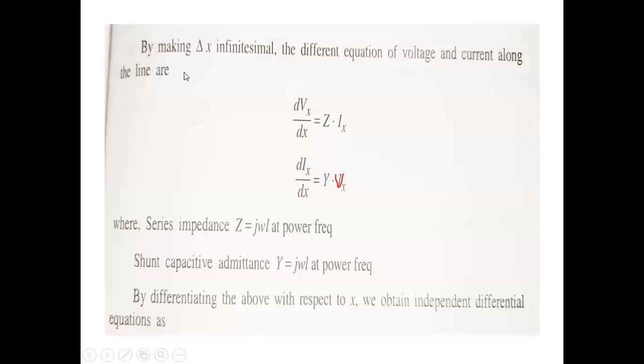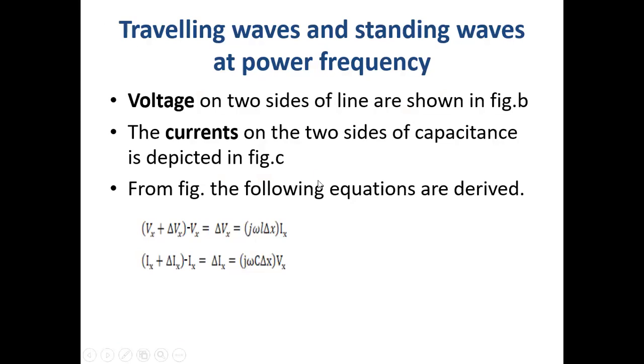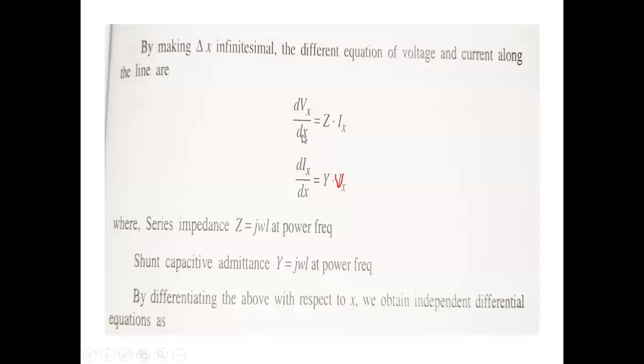And here, the value of delta x will be very small, so that this can be written as dVx divided by dx. From the previous expression, we can write delta Vx divided by delta x is equal to j omega L into Ix. Since delta Vx is a very small value, we can replace delta Vx by delta x by dVx divided by dx, where j omega L can be written as Z. So the expression can be written as Z into Ix.